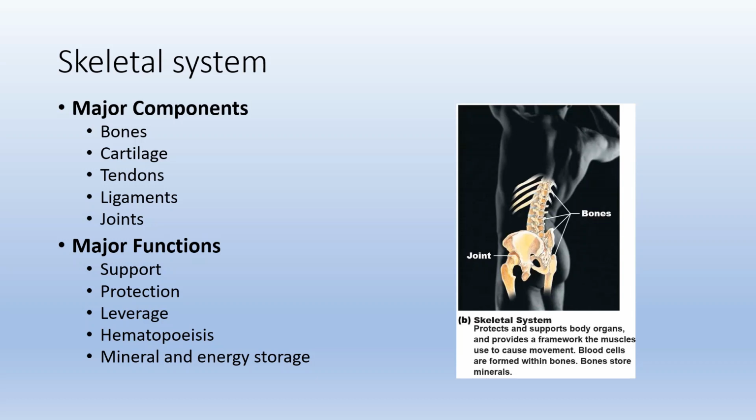Hematopoiesis. Hematopoiesis is the formation of all blood cells, or red blood cells. In our bones, we produce blood cells, which is hematopoiesis. The skeletal system is also responsible for mineral and energy storage. Our bones are responsible for storing calcium phosphates, which give bones their hardness and their durability. Bones are also able to store energy in the form of fat.